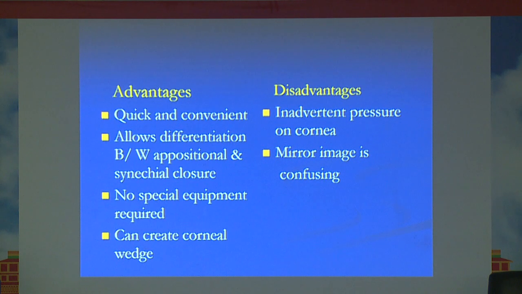It allows differentiation between appositional and synechial closure, because our whole treatment plan depends upon this. If it is appositional closure, we will do laser iridotomy. If it is synechial closure, we have to do filtration surgery. And it can create a corneal bulge. Sometimes this is very helpful in identifying the Schwalbe line.